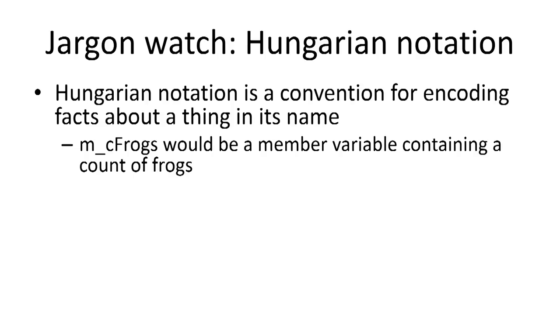So for example, if you were writing in a programming language that used Hungarian notation and you saw a field that was named m_cFrogs, then your Hungarian notation knowledge would tell you that it is a member variable. The m_ would mean member variable, which is what fields are called in some languages. And it contains a count. The C stands for count. And what's it a count of? Frogs. All right, so you would know this thing: I know that it's a field, and I know that it contains a count of frogs.